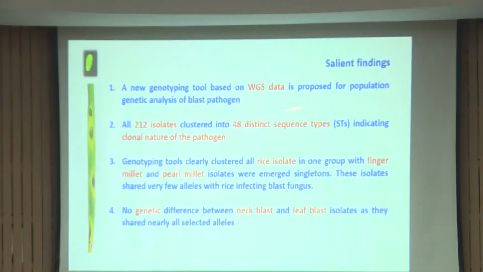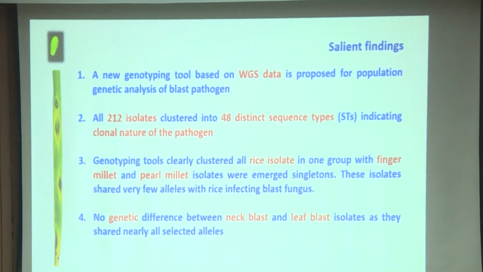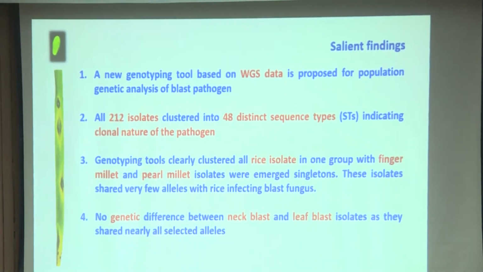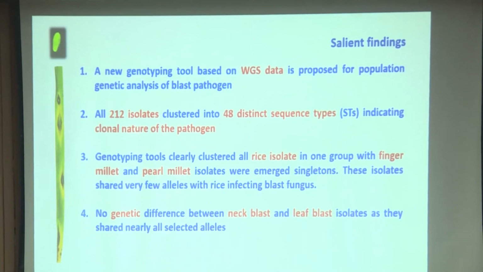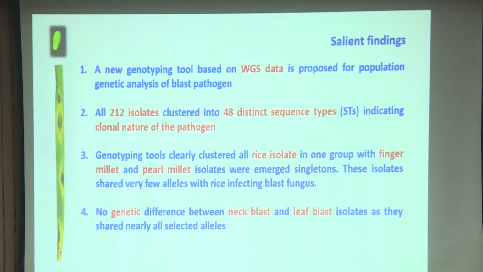This is in continuation of my last week's class. We are trying to develop a new genotyping tool based on whole genome sequence data for population genetic analysis of this blast fungus, and all 212 isolates clustered into 48 distinct sequence types for allelic profiles, which indicates the clonal nature of the pathogen. Again, if all of them share all the alleles, that means the population is not evolving, and there is no variability at all. But rarely will you encounter such a scenario. There is always some variation.